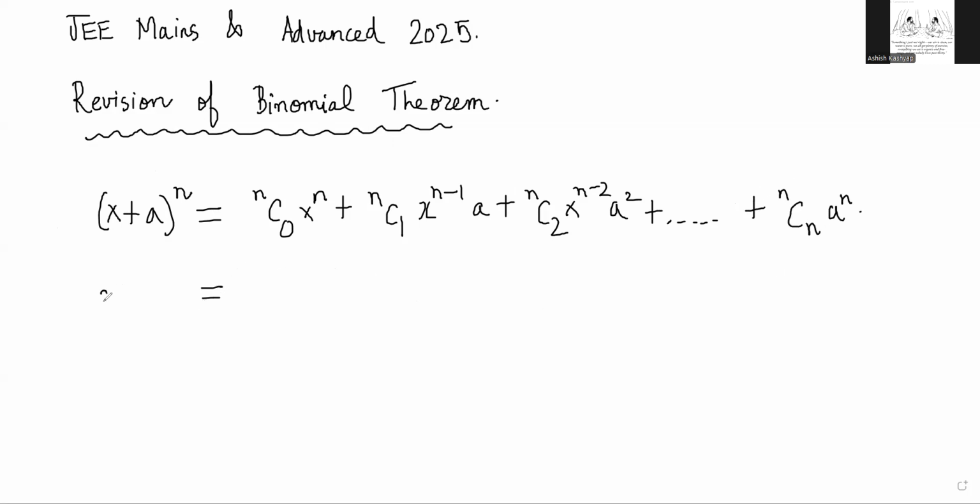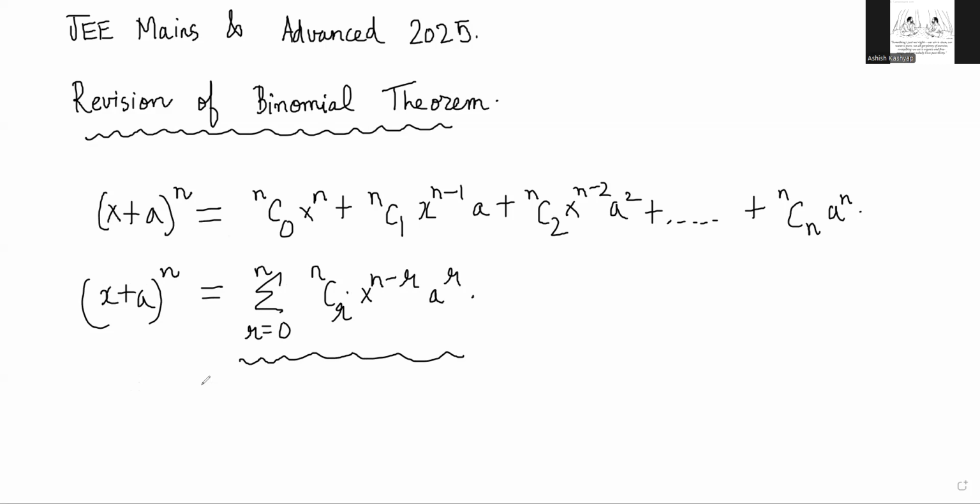Now this can be written in a summation notation. To quickly write it and save some space, you can write it like this: summation r goes from 0 to n. The general term is nCr x^(n-r) a^r, right? So this is my general summation notation with which we can write binomial theorem. And obviously here the nC0, nC1, and so on till nCn are the binomial coefficients, right?